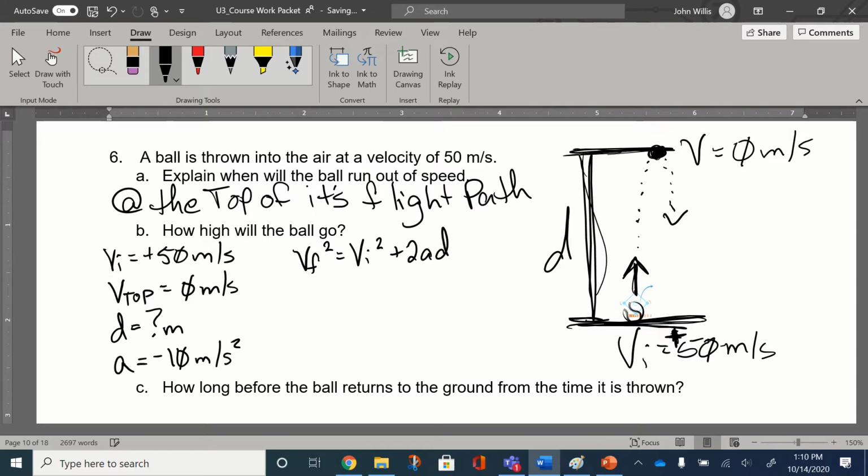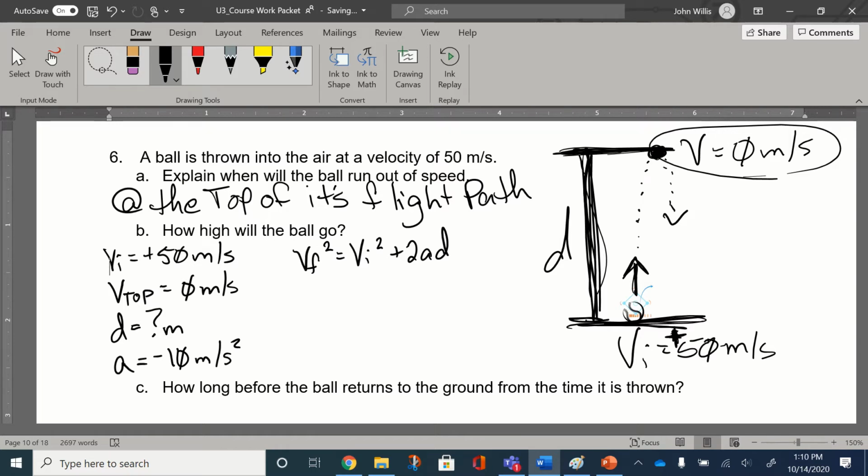Now, my final velocity is not actually the speed at which this ball stops moving or the speed it has at the end of its motion. Remember, it goes all the way up to the top, turns around, and comes back down. But what I can do, if I'm only interested in how high this ball goes, is I can take that velocity at the top and plug it in for my final velocity, because that is the final point I'm interested in measuring my distance at.